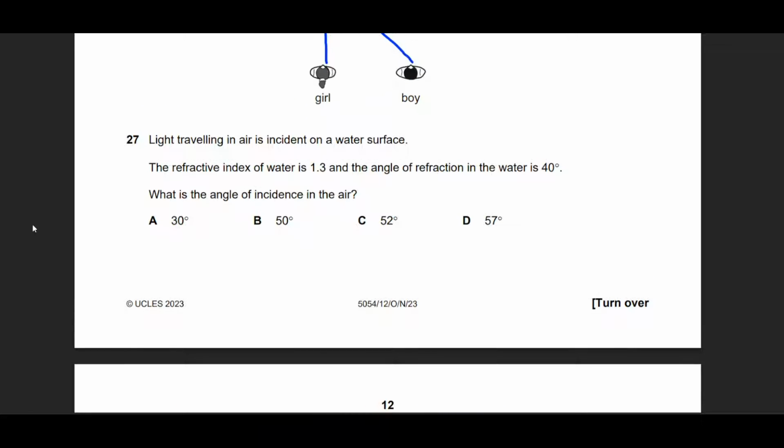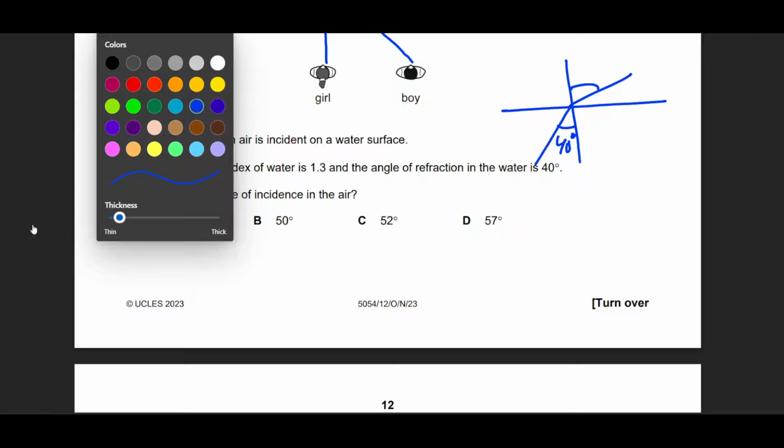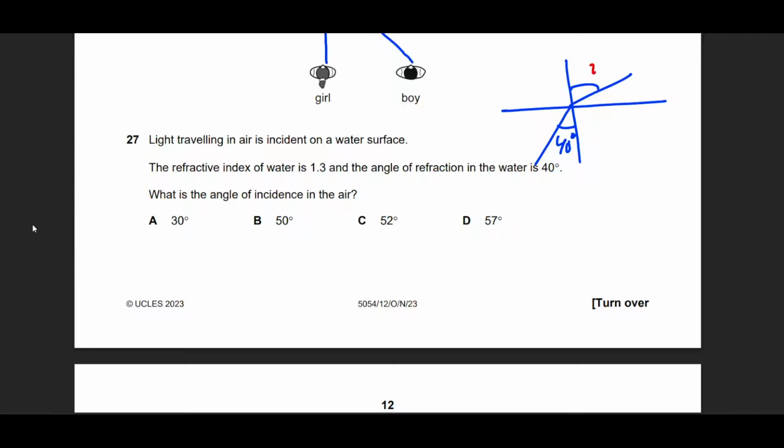27, a very straightforward question. It says that the angle in water, and this is the normal, angle in water is 40 degrees. What's the angle of incidence in air? What is this angle of incidence? And the refractive index is 1.3.